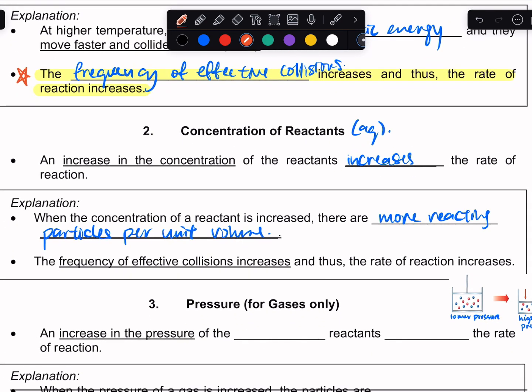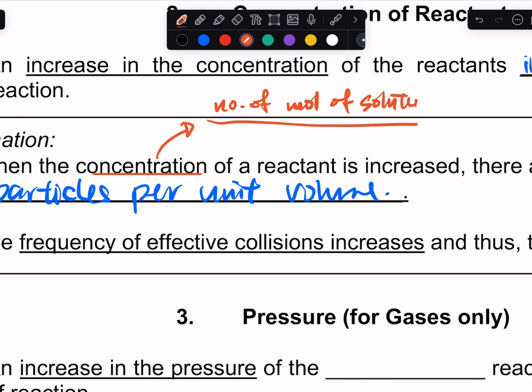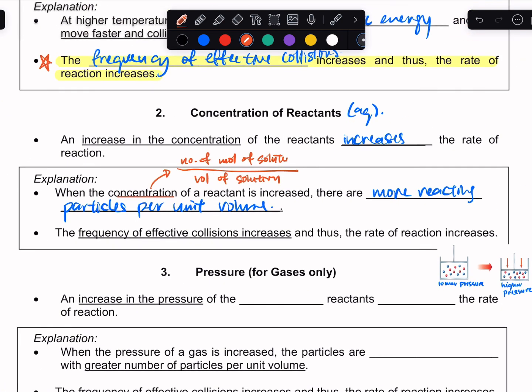Next, concentration of reactants. This is for aqueous solutions. An increase in the concentration of reactants will increase the rate of reaction. Why is that the case? When the concentration is increased, so let's recall, concentration is number of moles of solute over volume of solution. Okay, volume of the solution.